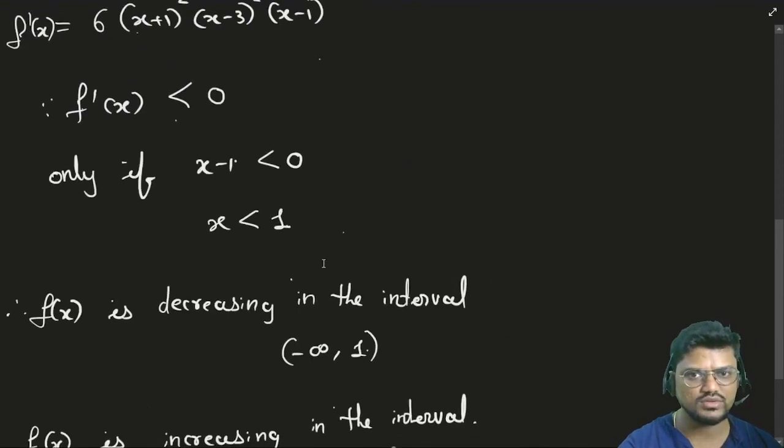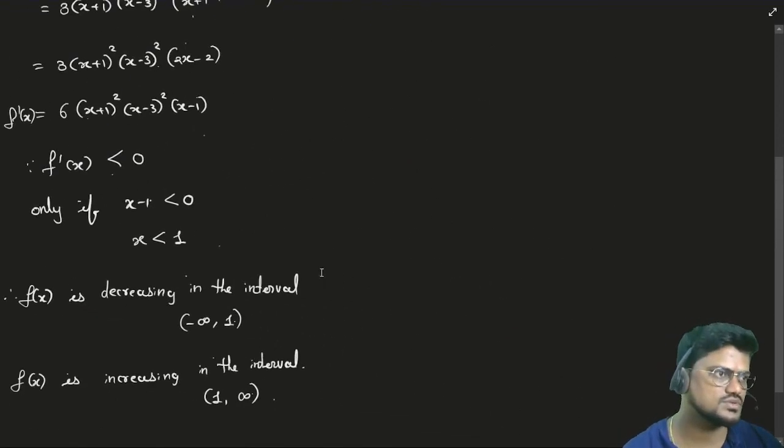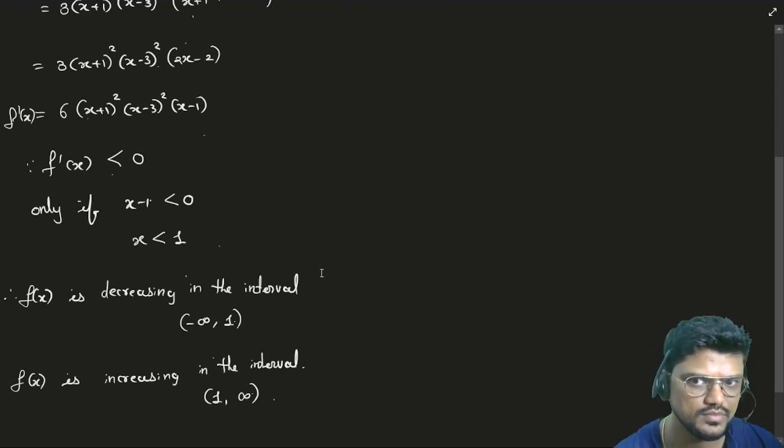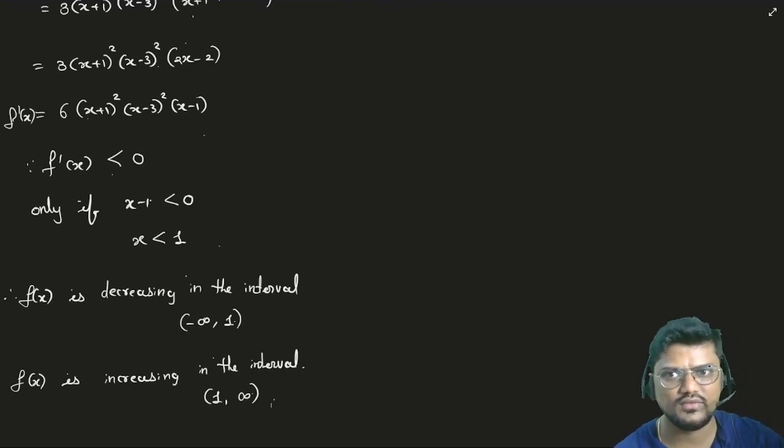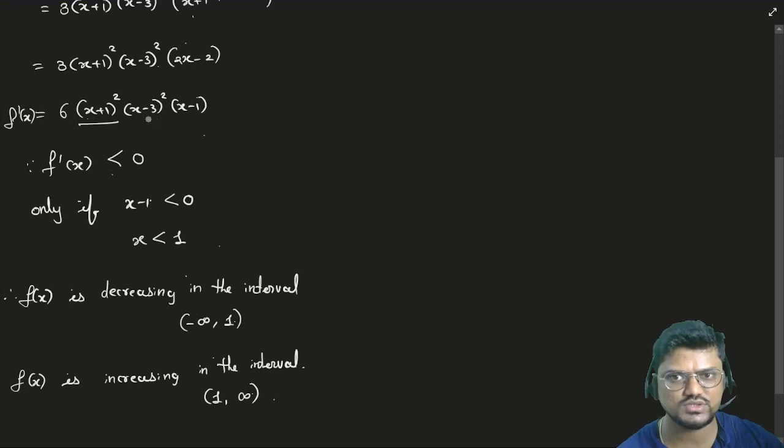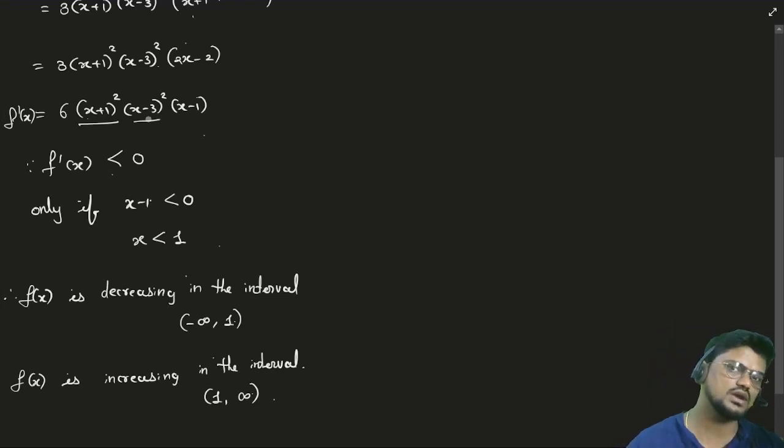Did you guys understand this? If you have any doubt, then please ask. I'll resolve your doubts. The f dash of x does not depend on this 2. Means, is it positive or negative? It does not depend on this 2. Why? Because they are already squared.